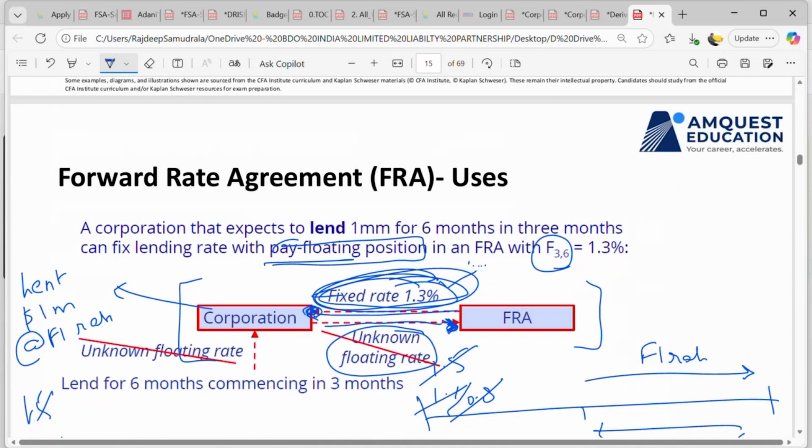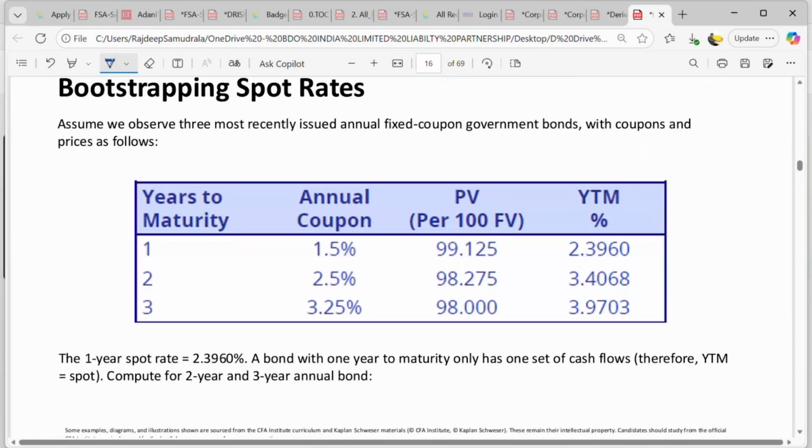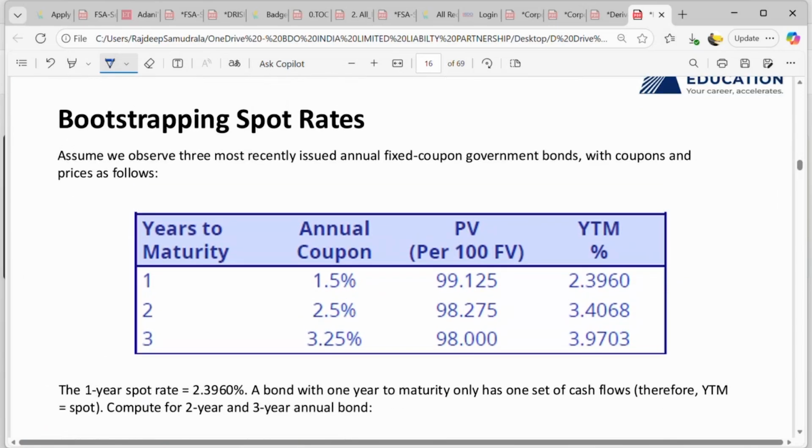Clear or not? Yes, sir. Okay. अरे छोटेला, एक मिनट खोलना.